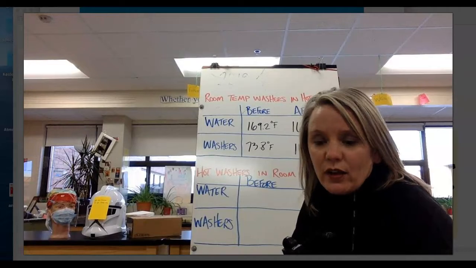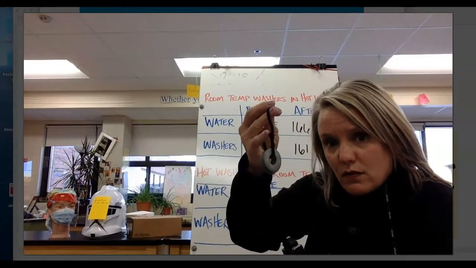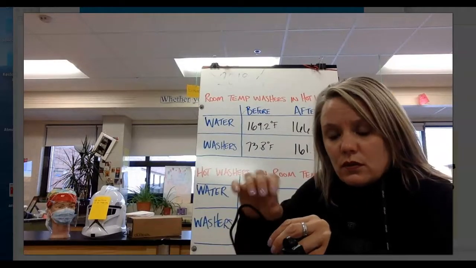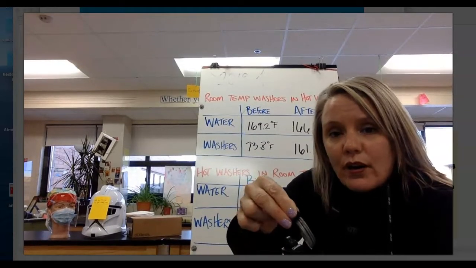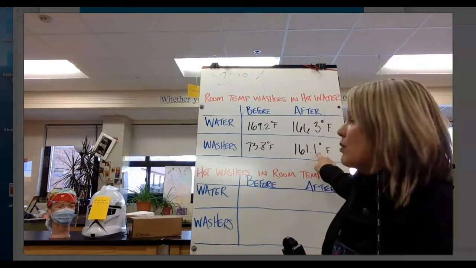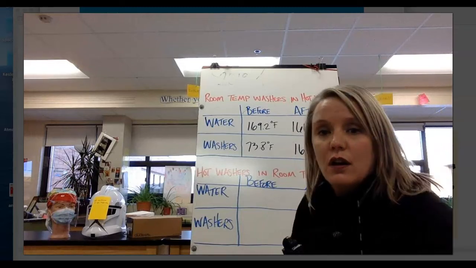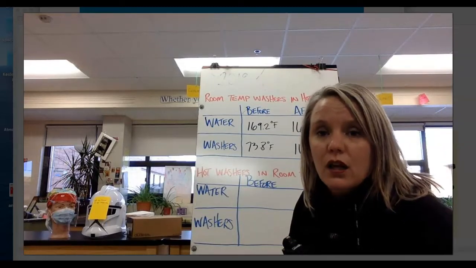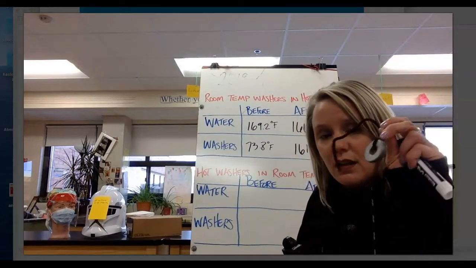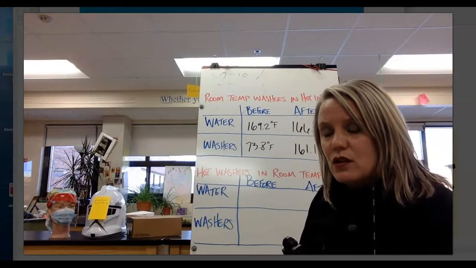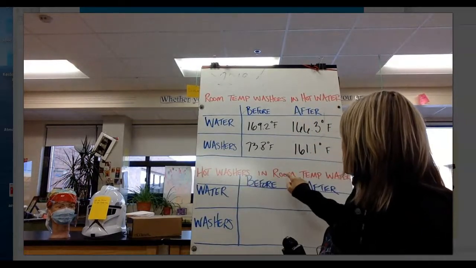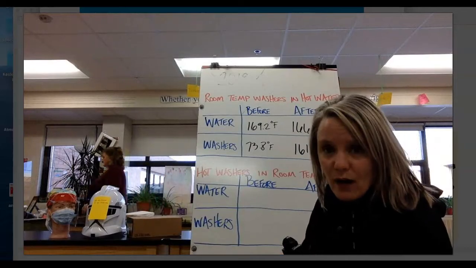It gave up some of its energy to these washers. Okay, the washers were cold or room temperature. They were put into the hot water and the energy was transferred from that water to the washers, increasing the temperature of the washers and decreasing the temperature of the water through something that we call conduction. Okay, it's transferring energy through contact. That water came into contact and it transferred its energy. We're going to try this in a different way. We're going to try hot washers in room temperature water and just see how that works.